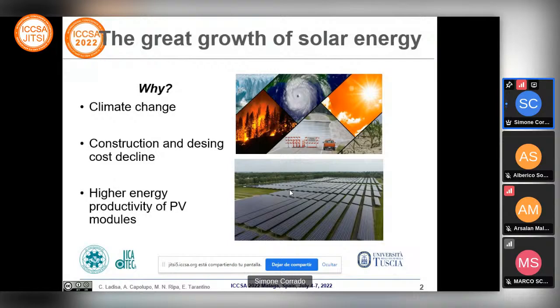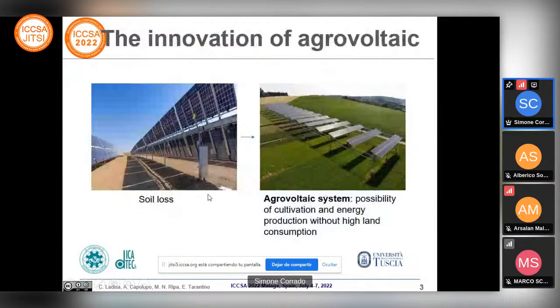The need to tackle climate change and the imminent depletion of oil, coal, and natural gas reserves is leading the world to rely on renewable sources such as solar, wind, biomass, and geothermal energy. In particular, the strong construction and design cost decline, mainly due to higher energy productivity of PV modules, have promoted PV deployment. But what's the consequence of this phenomenon?